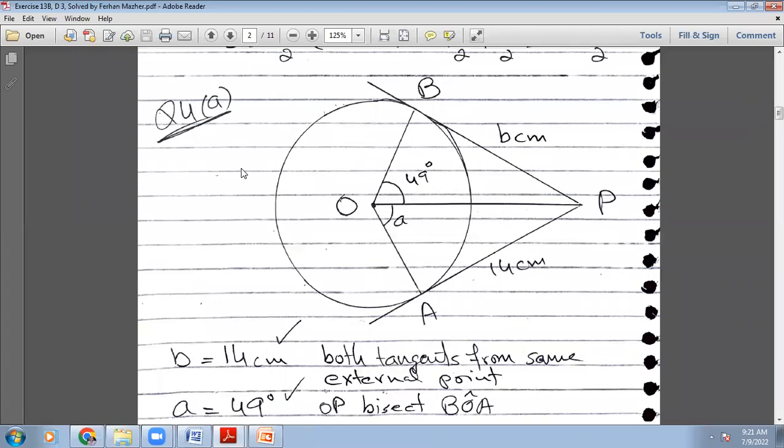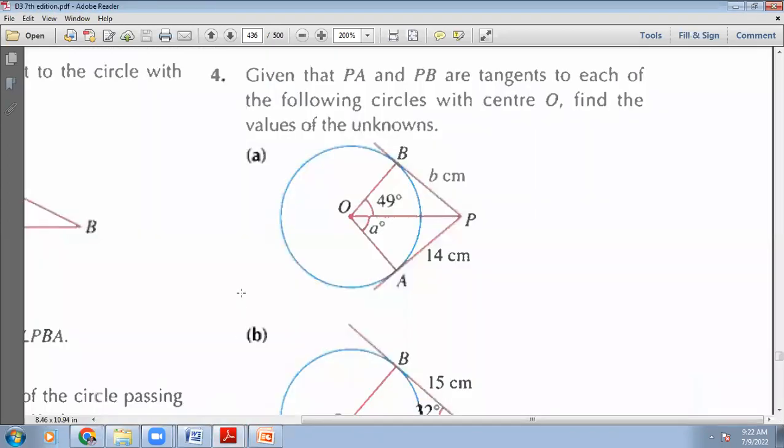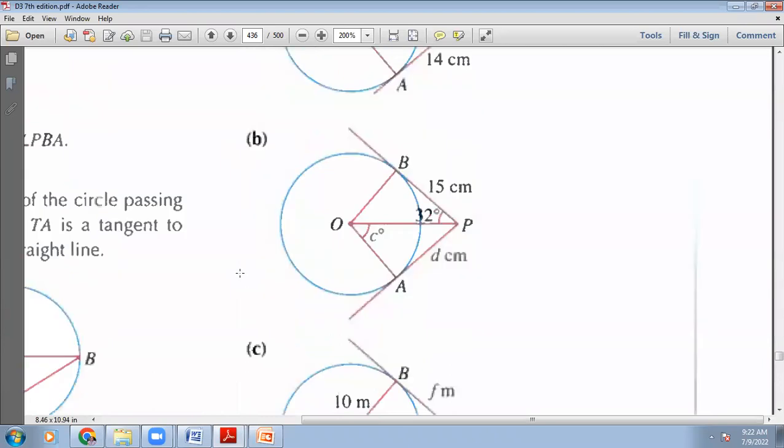Okay. So here is that question. The B length will be equal to 14 centimeter, both tangents from the same external point. They are equal in length. And the angle A will be equal to 49 because the OP line bisects the BOA angle. The line joining the external point and the center of the circle bisects the angle at the center and also bisects the angle between the tangents. So this is why the angle A will be equal to 49 degrees. So that was question number 4, A part. Now we are going to question number 4, B part.